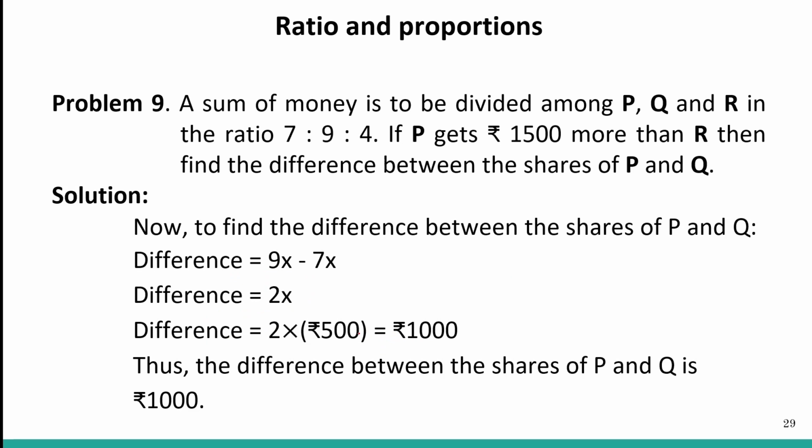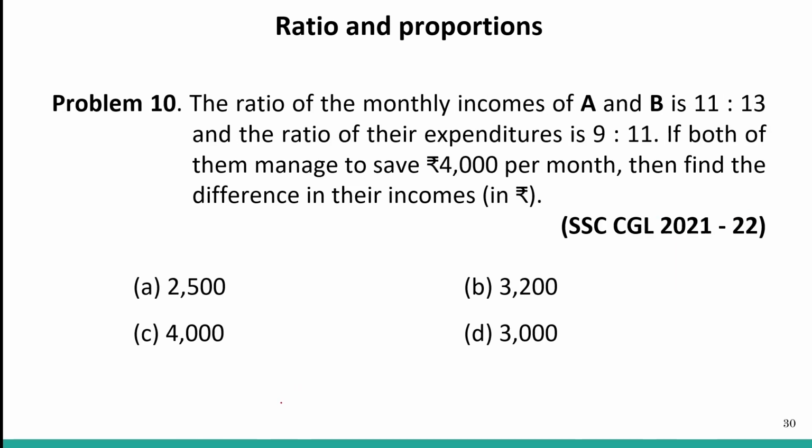Okay. So now the difference between the shares of P and Q. Okay, shares of P and shares of Q. So difference will be 9x minus 7x is equal to 2x. So 2x, where x is equal to 500, 2x is equal to 1000. So the difference between the shares of P and Q is 1000. So let's see problem number 10.